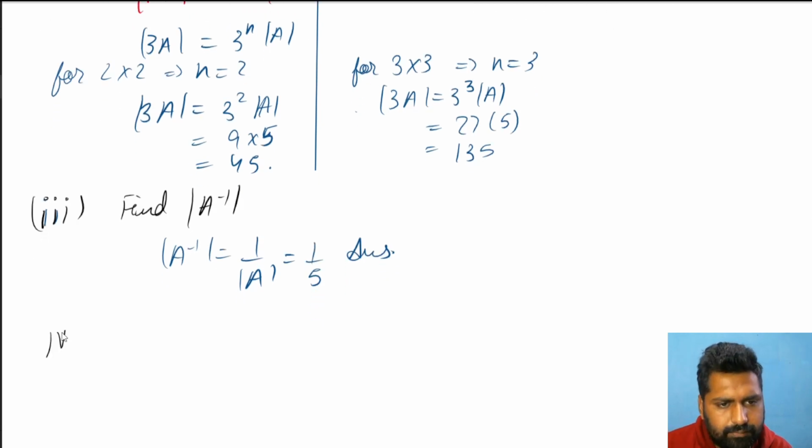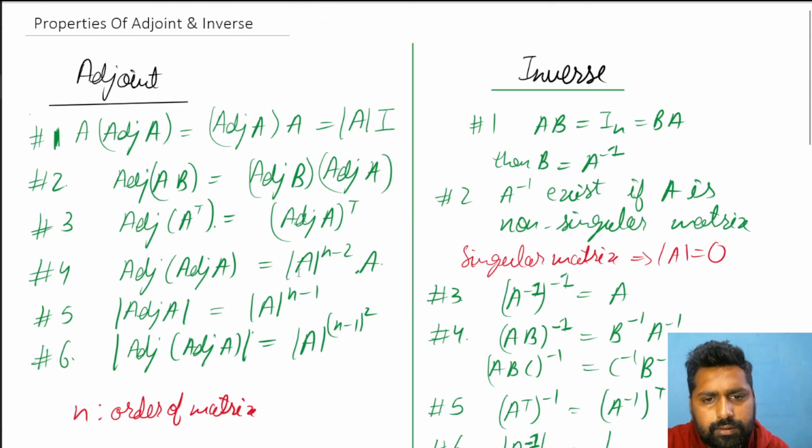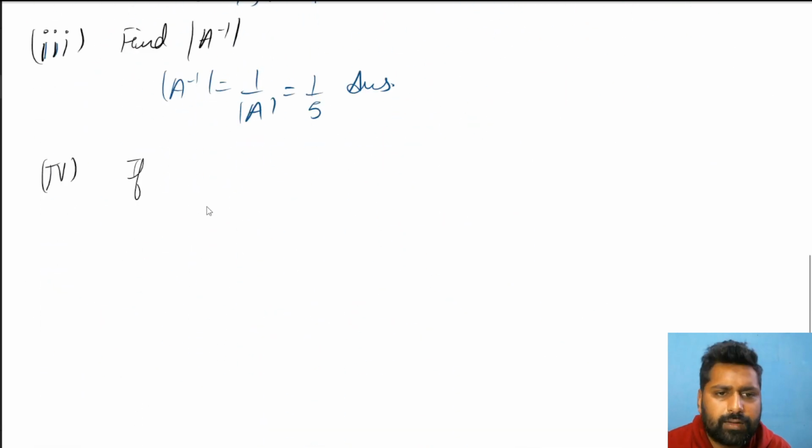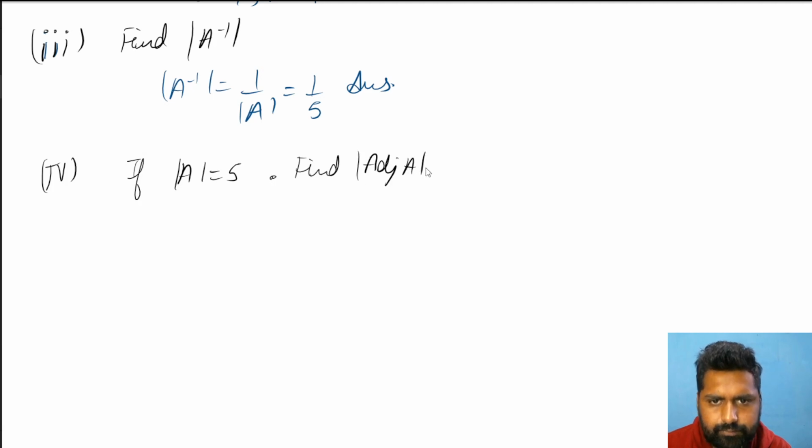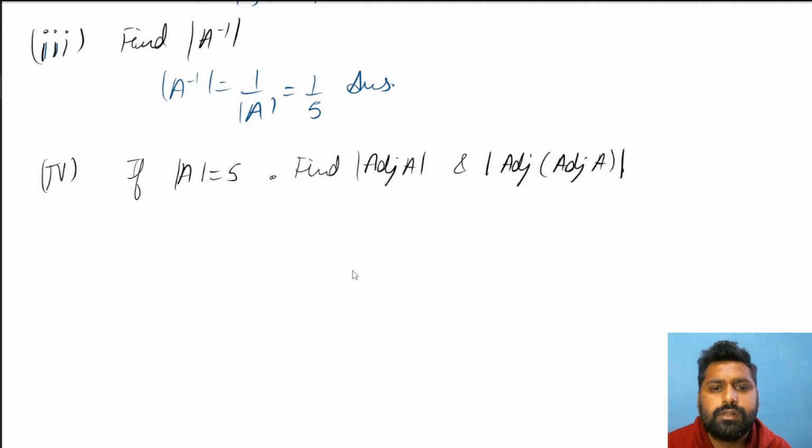Okay, let's add another part here. One second, let me look at the formula, then I'll frame the question accordingly. Okay, so if determinant of A is still 5, find determinant of adjoint A and determinant of adjoint of adjoint A for 3 cross 3 matrix. They can ask for 2 cross 2 also, you vary your n accordingly.